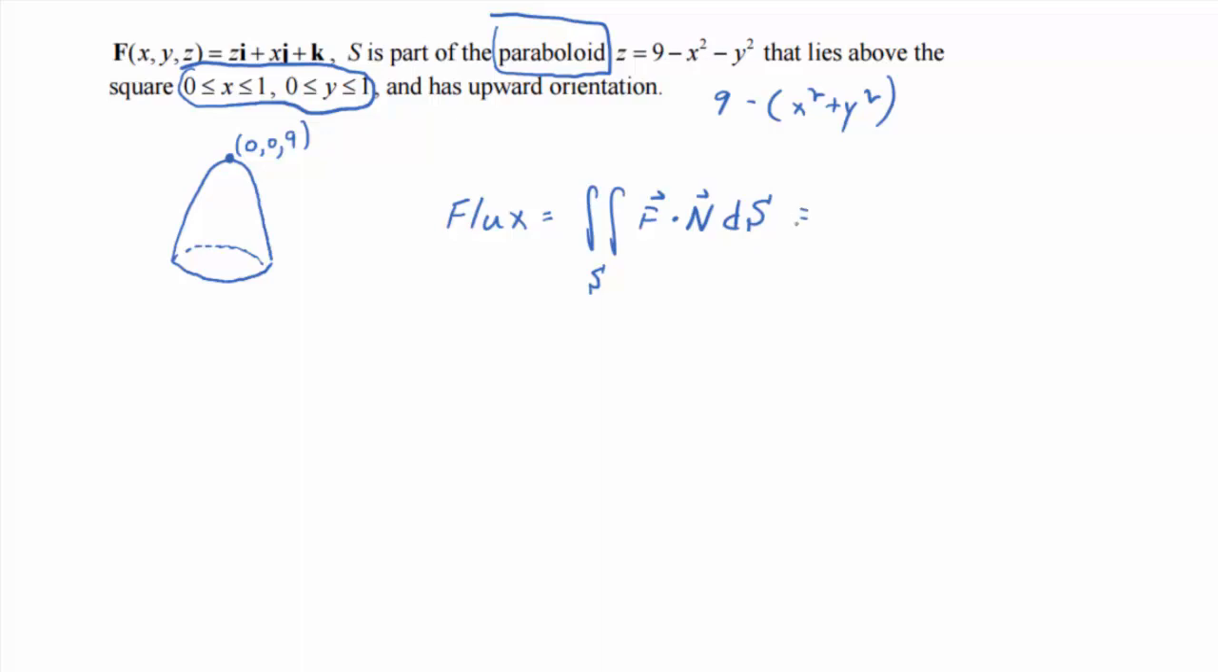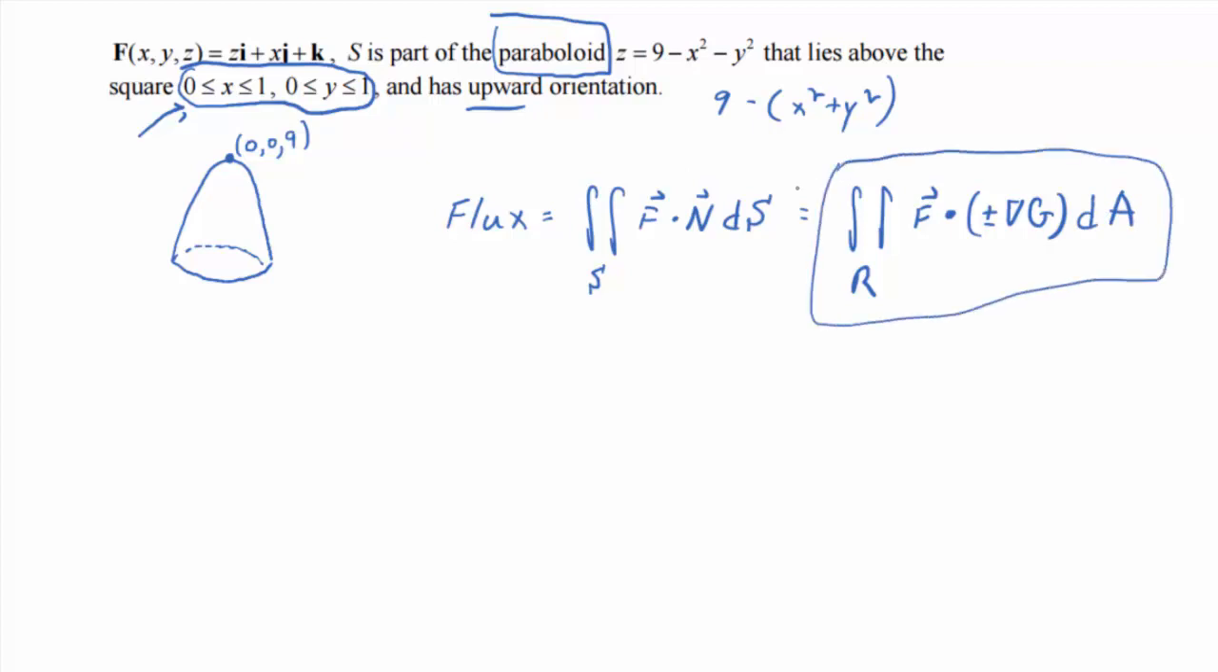Well, I kind of like to write the calculation formula. We're actually going to project down into the xy plane and onto R. Well, we don't really need to do that because we're kind of given R. But what's the calculation formula? F dot, well, plus or minus technically, right? It's going to be one or the other. And we just make sure that it has upward orientation, which means positive z component. And then dA on the end. So this is the formula that will get us where we want to go, right?